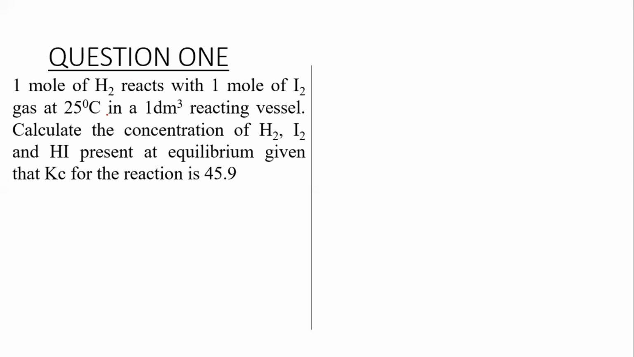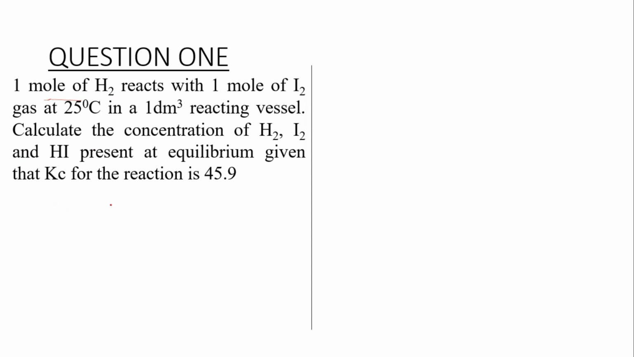Question number 1 says that 1 mole of hydrogen gas reacts with 1 mole of iodine gas at 25 degrees C in a 1 dm cube reaction vessel. Calculate the concentration of hydrogen, iodine and hydrogen iodide present at equilibrium, given that Kc for the reaction is this. So now, of course, you see that this is an example of a question for homogeneous equilibria, because all the species are in the same physical state. They are all gases.